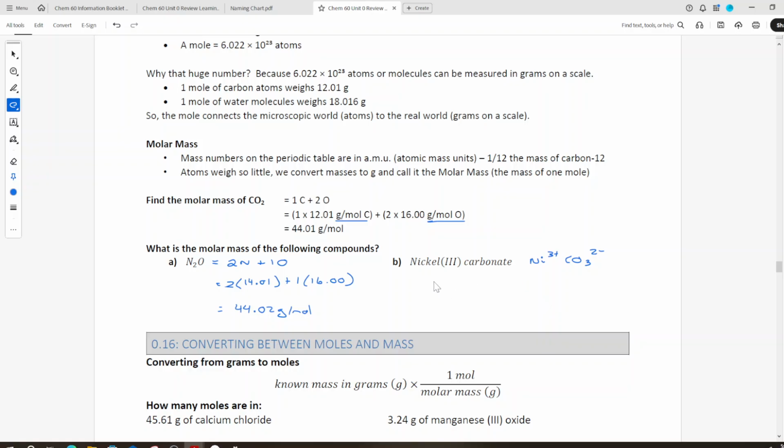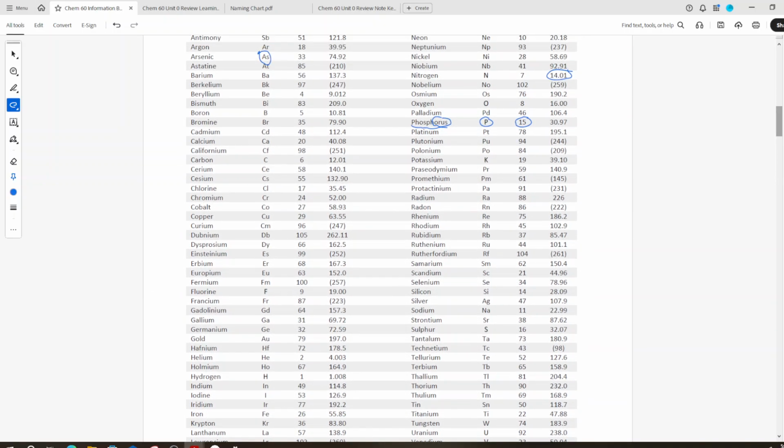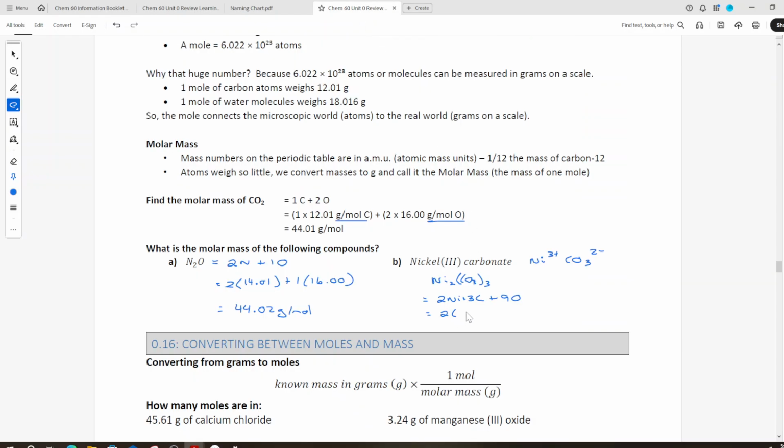So the first thing you have to do is write the balanced chemical compound. So it's going to be nickel 2, carbonate 3, right? So then when we're writing what this is going to consist of, it's 2 nickels plus 3 carbons plus 9 oxygens. So then we look up how much a nickel is going to weigh. I'm just going to cheat with my alphabetized list. So nickel is 58.69. Carbon we already know is 12.01. And then oxygen we already know is 16.